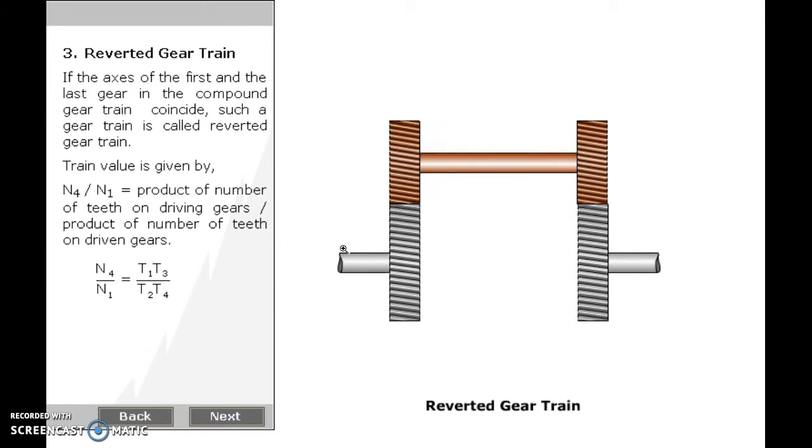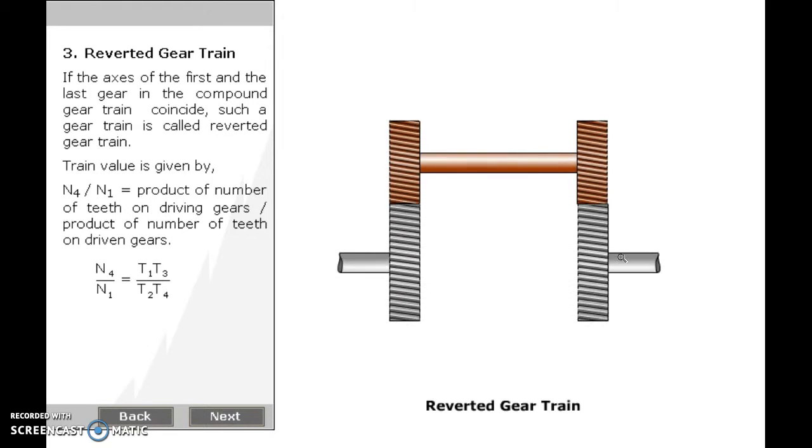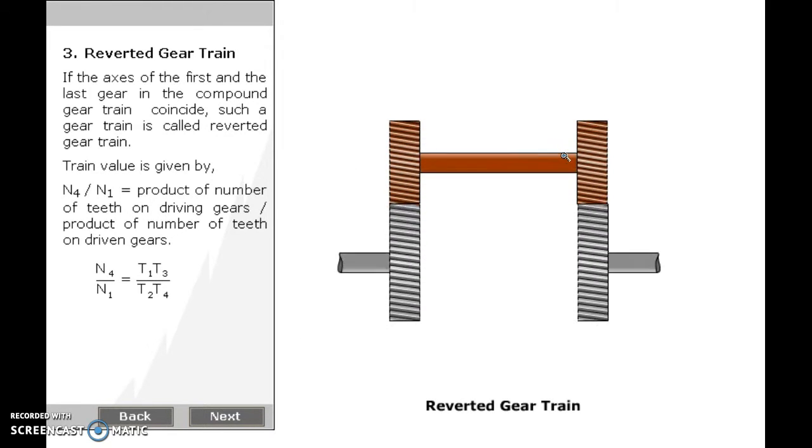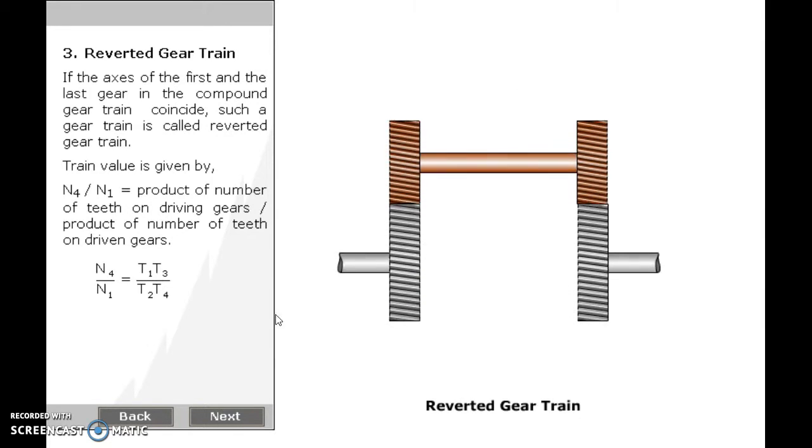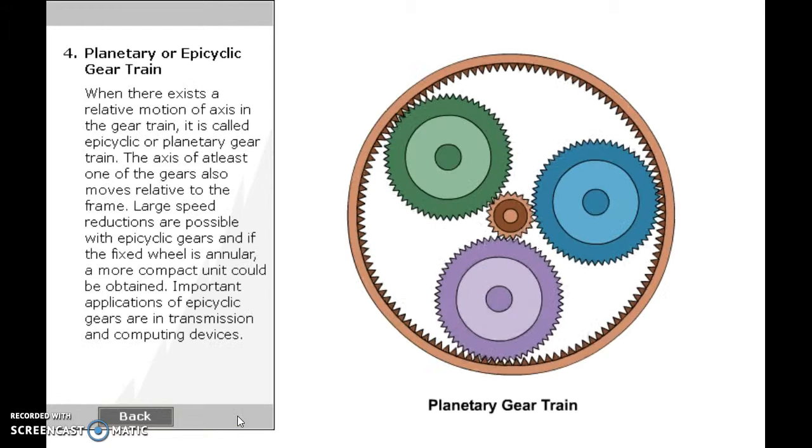And the reverted gear train. In a reverted gear train, two gears transmit the power to two gears which are mounted on another shaft.